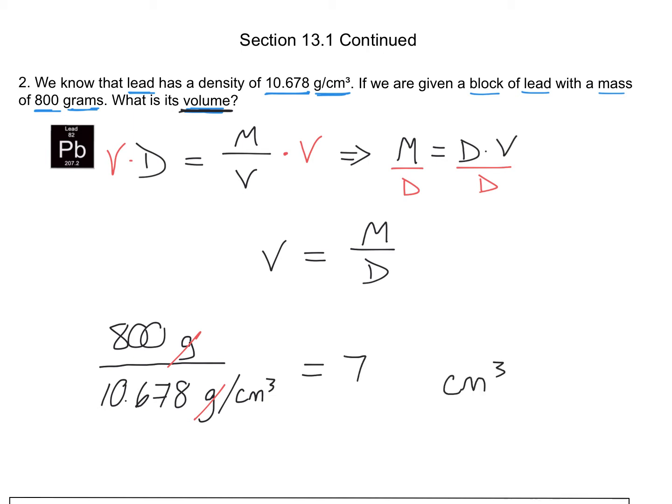My answer is 74.92. Now, technically my answer was 74.9203, but I only chose to go so many places after the decimal, because the other unit they gave me for density only went 3 places after the decimal.